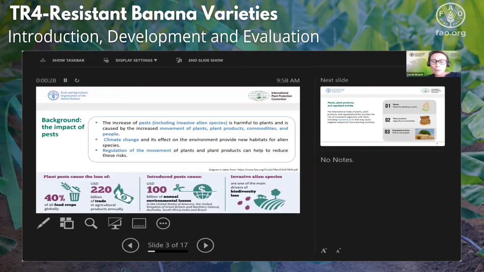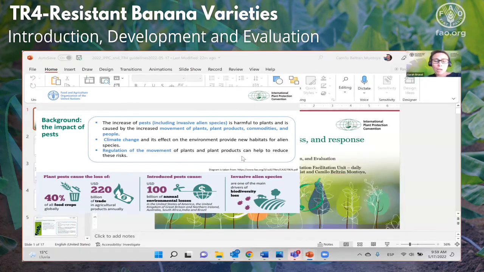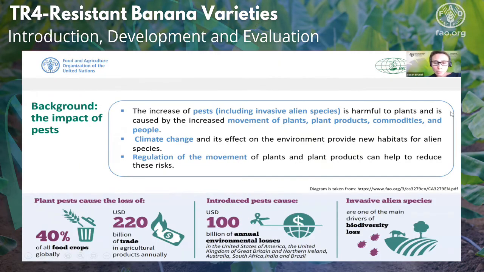Next slide, please. Well, you all know that we're in a globalized world. There's an increase of movement of goods and people. There's global warming. So pests are increasingly moving. And we need, as the International Plant Protection Convention, to take action to prevent the introduction and spread of pests more than before, as indeed pests cause 40% of all food crop losses. And that's a tremendous amount of money. Next, please.